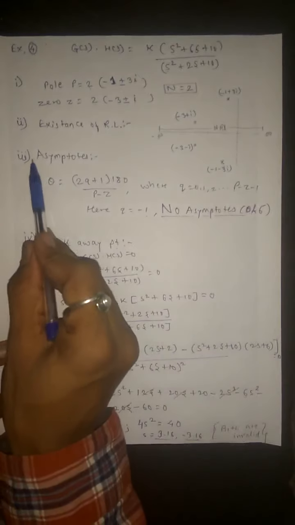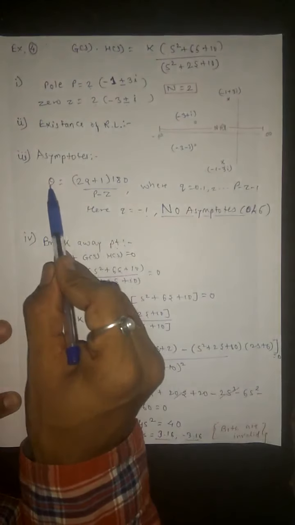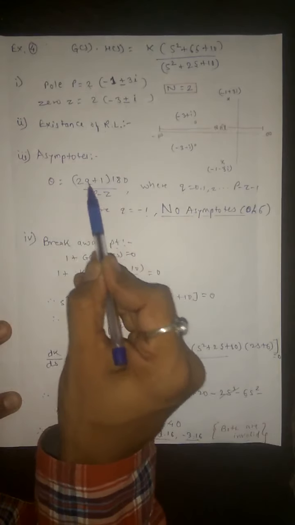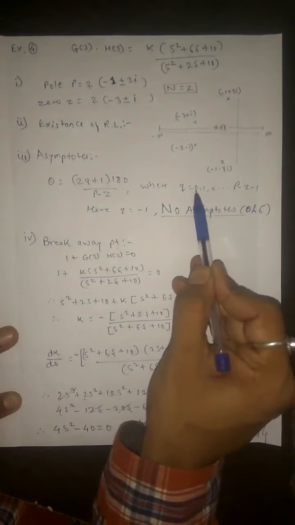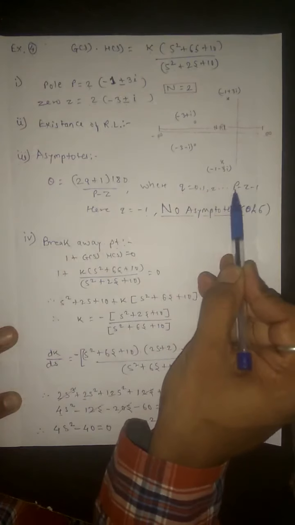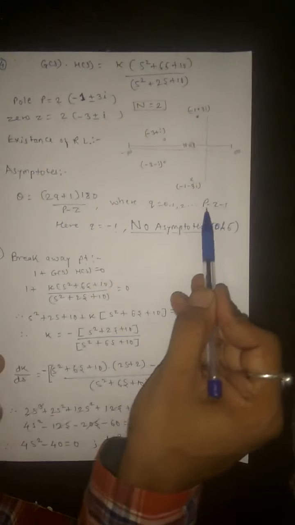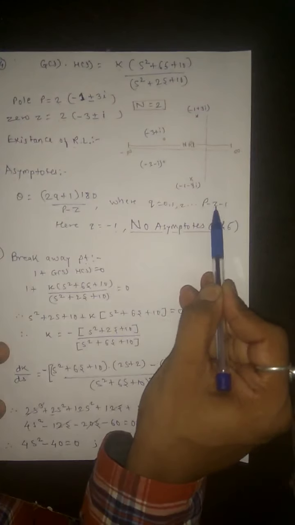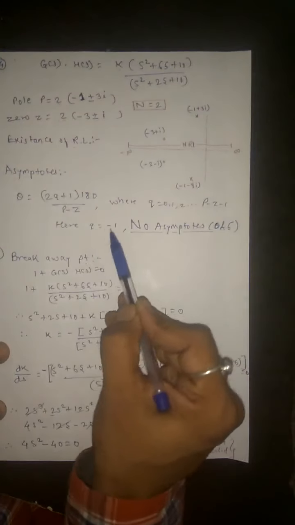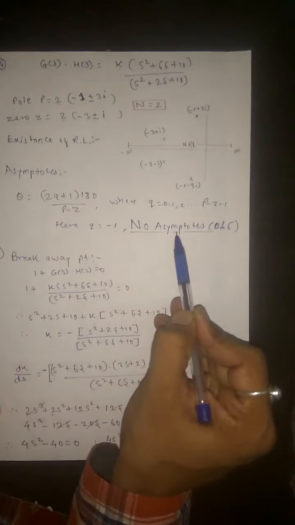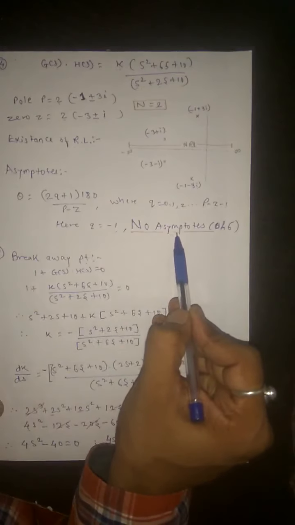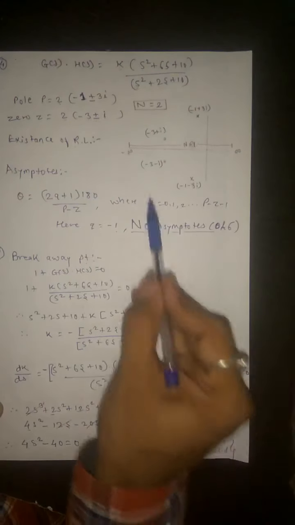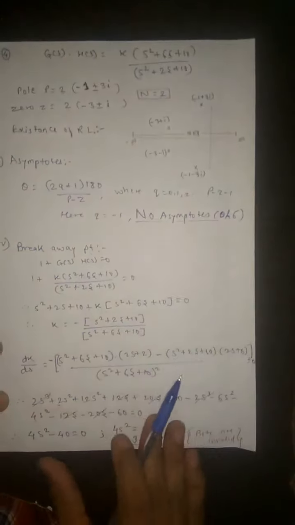Now next is asymptotes. The angle theta is (2q + 1) × 180 / (P - Z), where q goes from 0, 1, up to P - Z - 1. But P is 2 and Z is 2, so 2 - 2 is 0, and 0 - 1 is -1. For -1 we can't calculate the asymptote angle theta and the location of the asymptote. So this step is cancelled for this numerical.